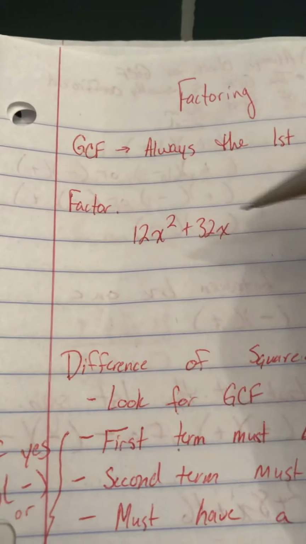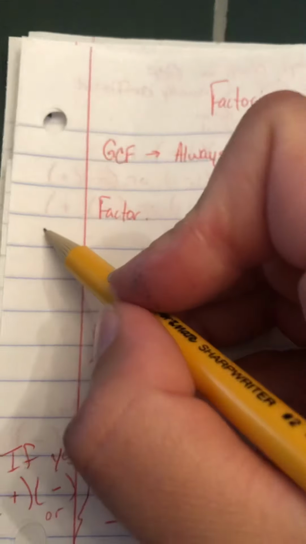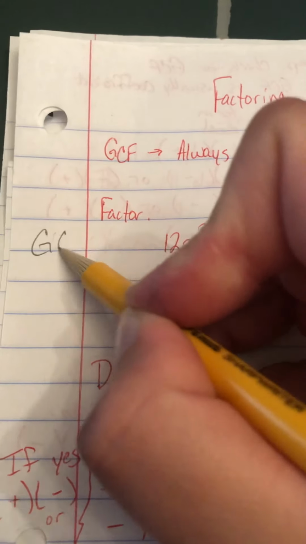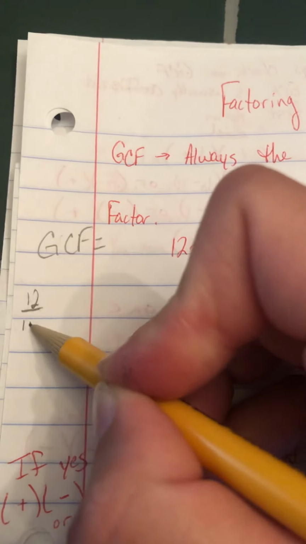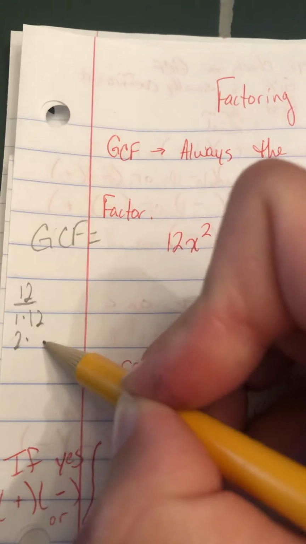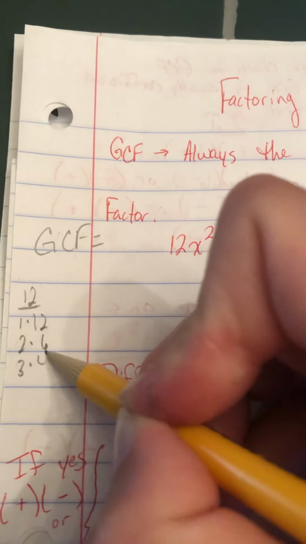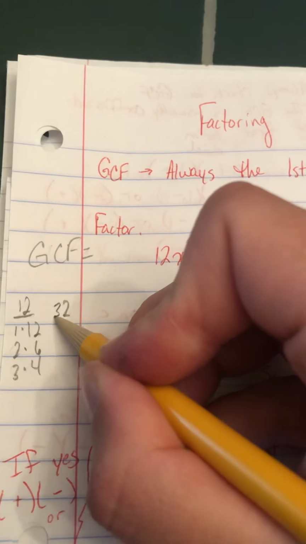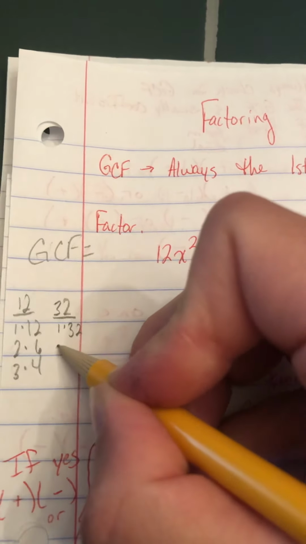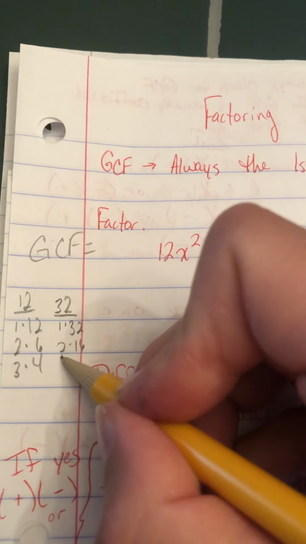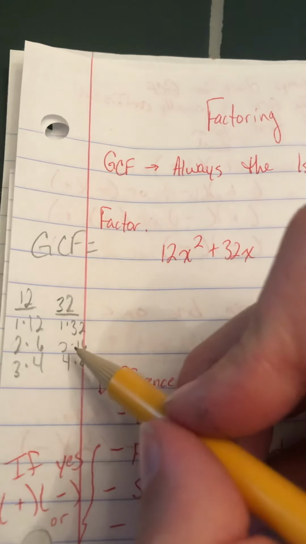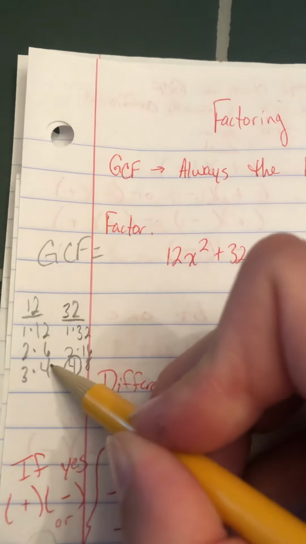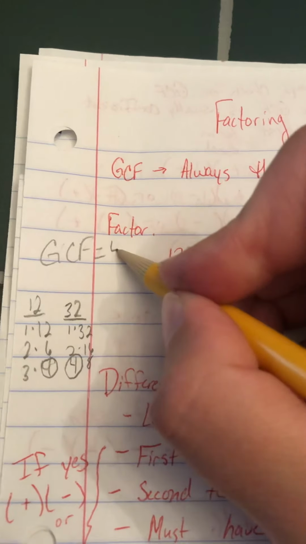So sometimes you could just look at it and see what the GCF is. If you can't, you could list all of your factors of 12. Of each, oops, that's 32. 32, 2 times 16, times 8. Okay, so my GCF here, the biggest number underneath both, is 4. So my GCF is 4.